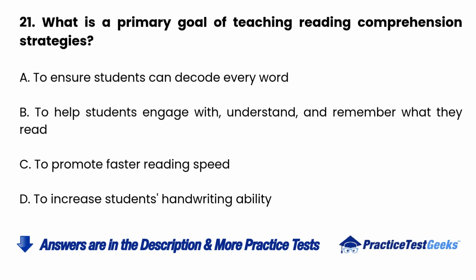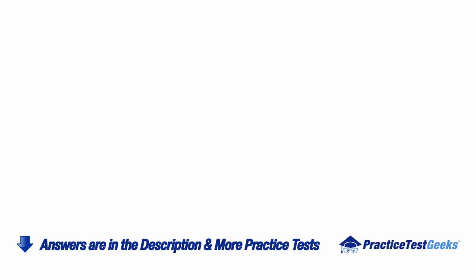21. What is a primary goal of teaching reading comprehension strategies? A. To ensure students can decode every word. B. To help students engage with, understand, and remember what they read. C. To promote faster reading speed. D. To increase students' handwriting ability.